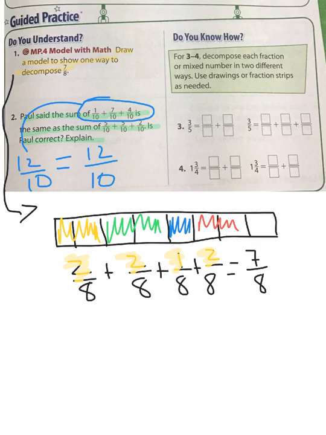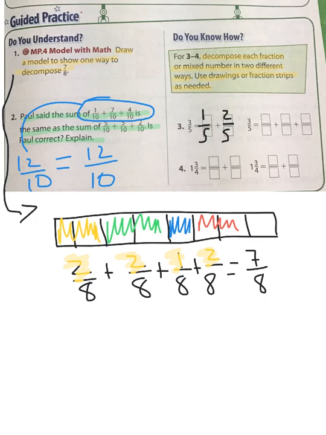All right, for numbers 3 through 4, we need to decompose each fraction or mixed number into 2 different ways. Use drawing or fraction strips as needed. So we have 3/5. So if we're going to decompose these, we know our bottom numbers are still going to be 5. So I'm going to put 5 in both of those. And then we just have to think, we have 3, so what plus what equals 3 for our numerators? Well, I know that 1 plus 2 equals 3. So 1/5 plus 2/5 equals 3/5.